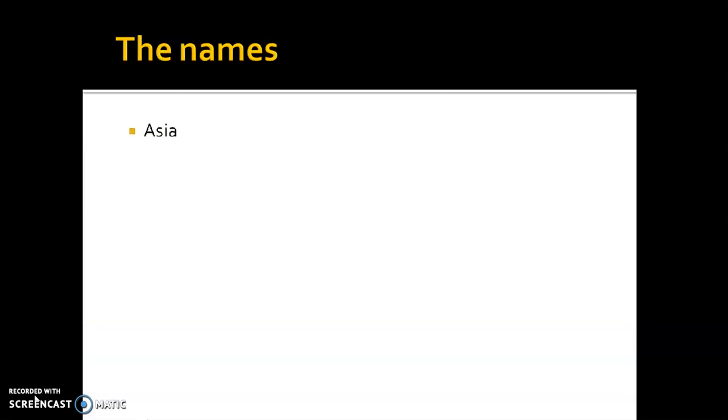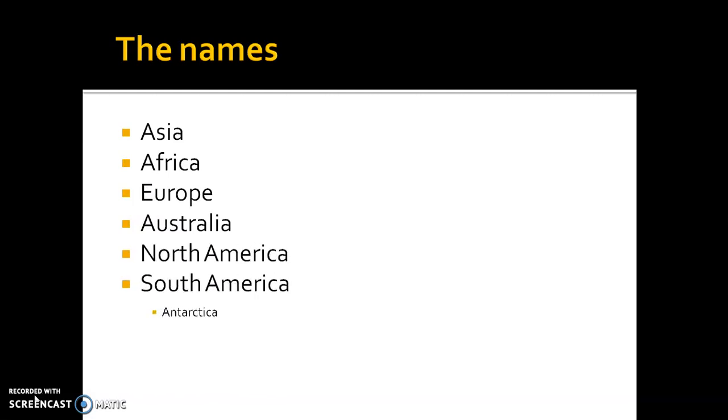First of all, let us look at the names of the continents. The 7 continents: Asia, Africa, Europe, Australia, North America, South America and Antarctica. These are the 7 continents of the world. Today we shall only look at Asia and Europe. These 2 continents are the ones we shall actually take a look at today. So please remember the names of these 7 continents. The names may be asked, and today we are taking a detailed look into Asia and Europe.